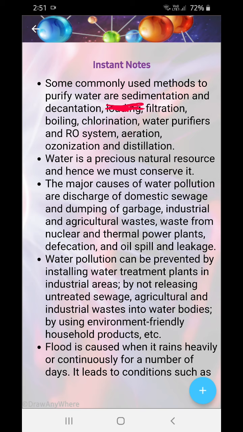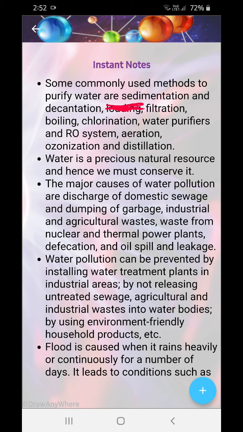You know what sedimentation and decantation are? Filtration, you all know what that is. Boiling also you all know. Boiling kills germs and removes impurities. Chlorination means adding chlorine. Water purifier in the RO system, you have seen in all our water purifiers. In the RO water purifiers what happens? Reverse osmosis takes place and the water is purified. Aeration is also there, another process. Ozonization, mixing of ozone gas, and distillation. But distilled water cannot be drunk. Okay, this aeration and ozonization also.